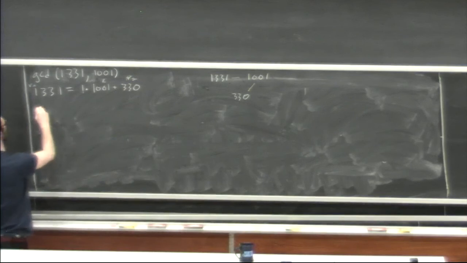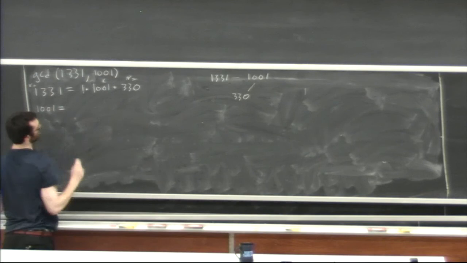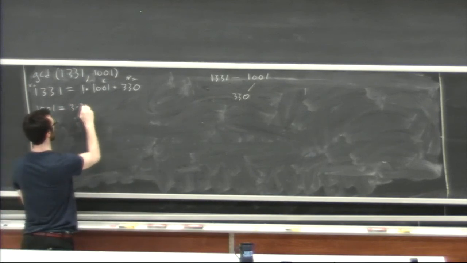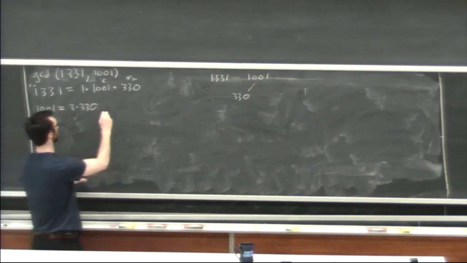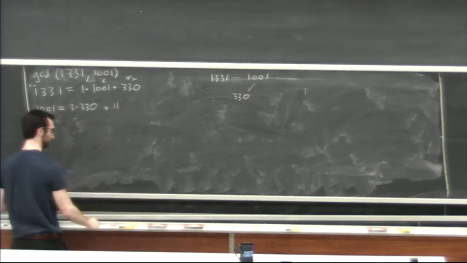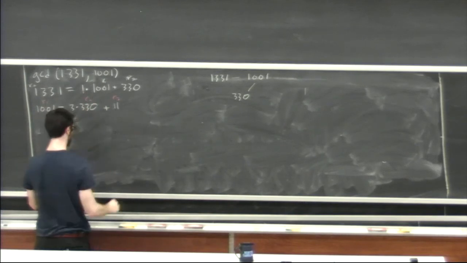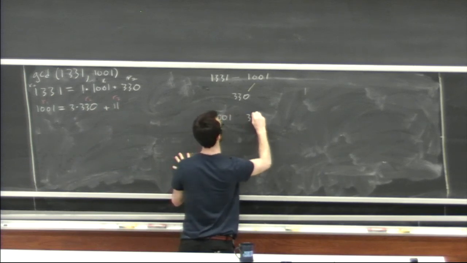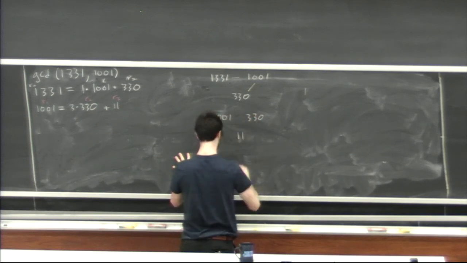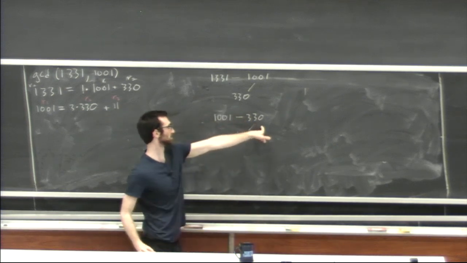And now I repeat. I start with 1001, and this is going to be equal to 3 times 330, right? That's going to give me 990, plus 11. So once again, I should label in a different color. This is my R1, this is my R2, and this is my R3. And I have another triangle that looks like 1001, 330, and 11. So the GCD of these two numbers is equal to the GCD of these two numbers.